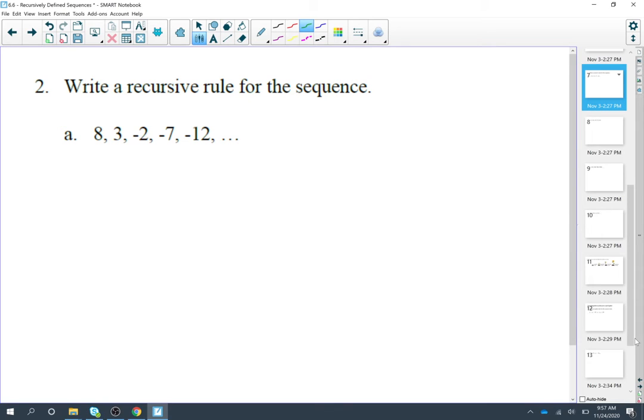Example 2. Write a recursive rule for the sequence. Well, the first thing I'm thinking is, what is the sequence? Is the sequence arithmetic or is the sequence geometric? So we need to figure out what's going on here.